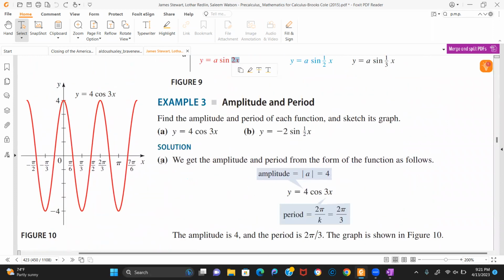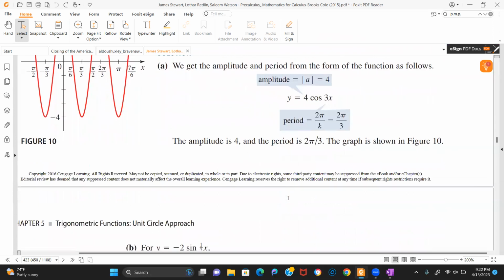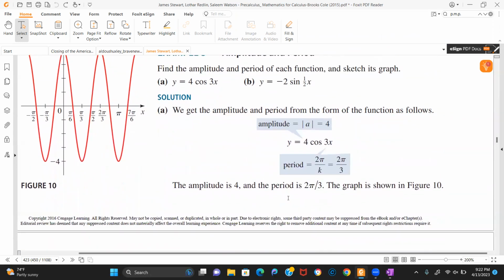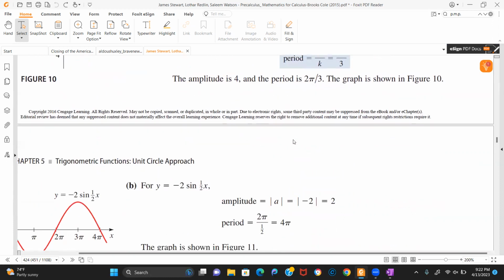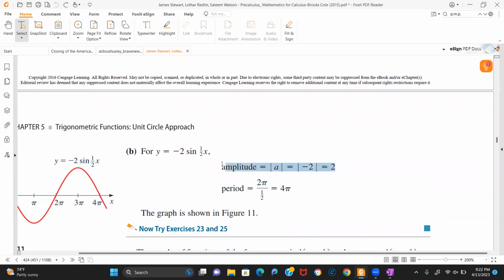So here's just a basic example. I give you these sine and cosine curves, and you want to determine the amplitude and the period. For A, you have 4 as the amplitude, so you just take the absolute value of 4 and you get 4. And the period, you take 3 and divide it into 2 pi. And then for B, the amplitude is going to be the absolute value of 2, so that's just 2.